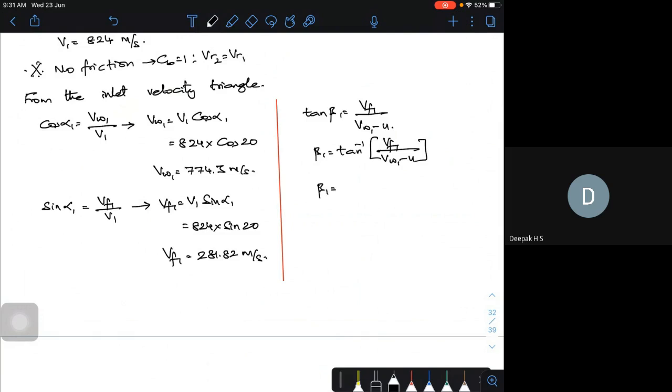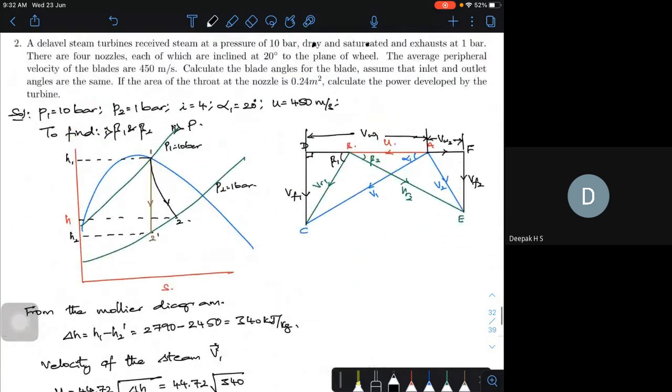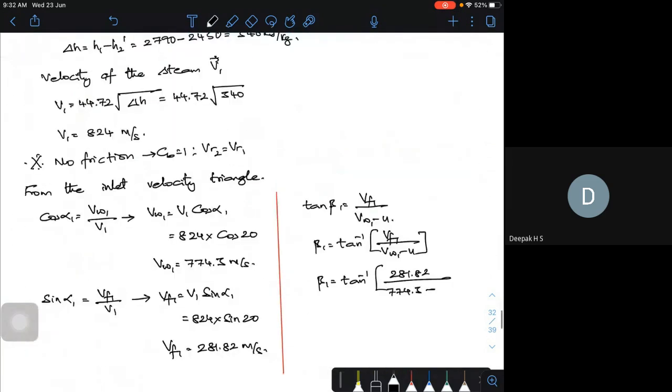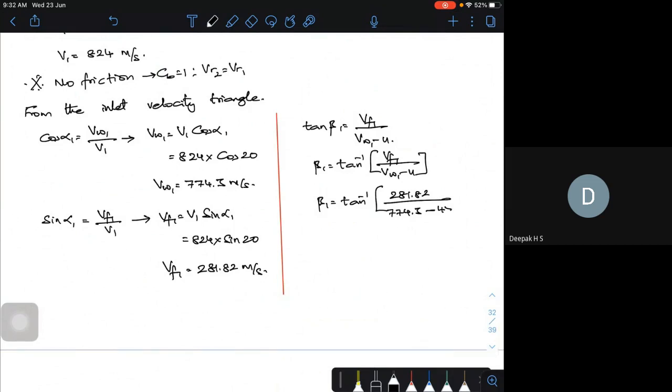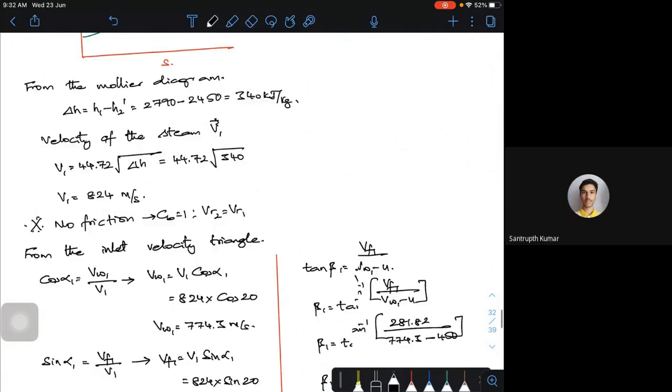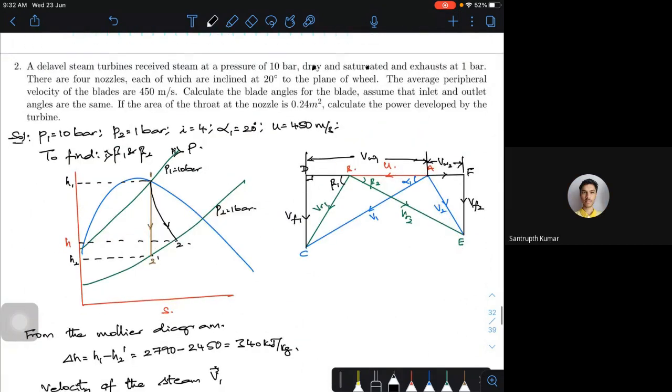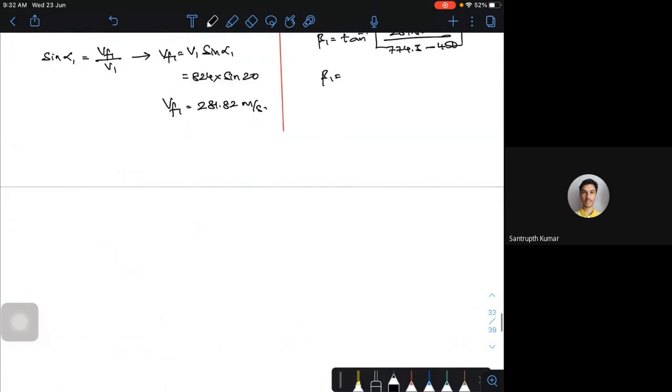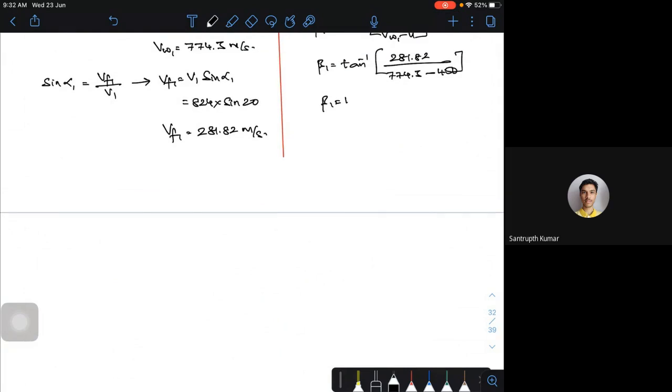Beta 1 is equal to tan inverse of 281.82 divided by 774.3 minus your u, which is 450. So tell me the value of beta 1. 41 degrees. Okay, so roughly around 41 degrees.